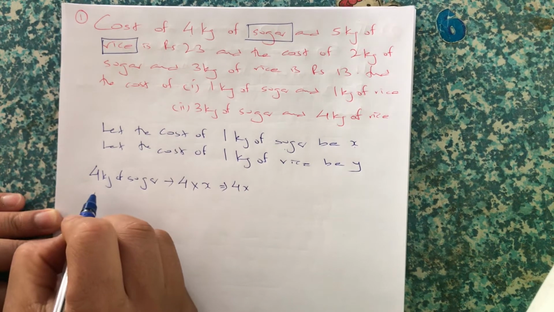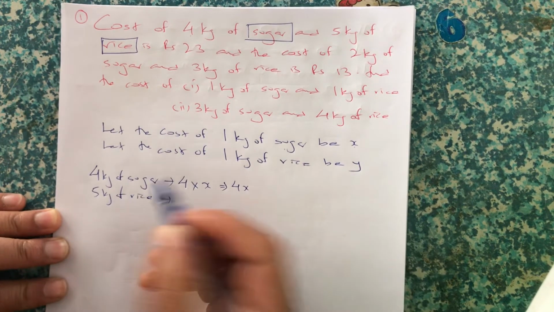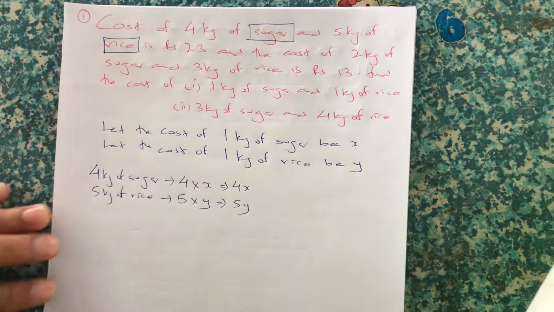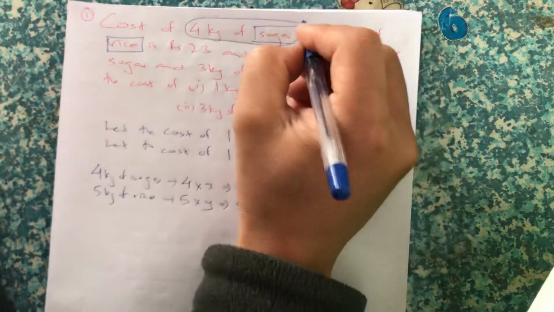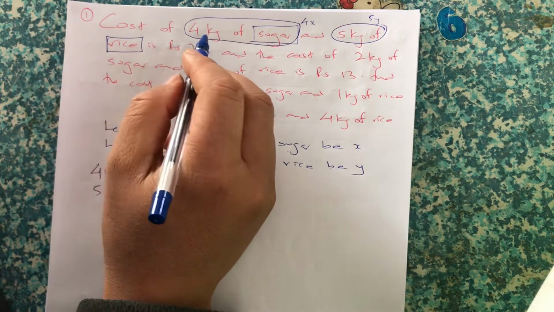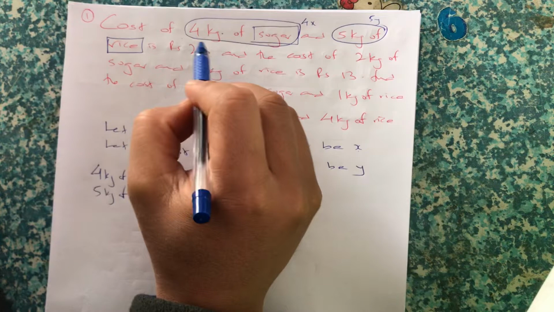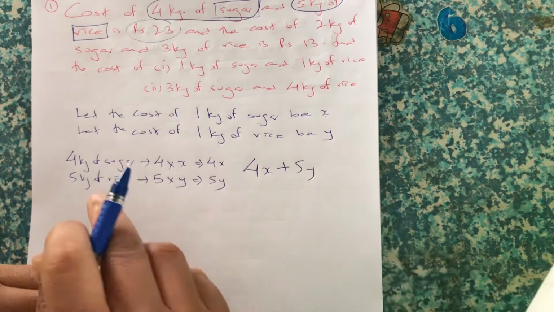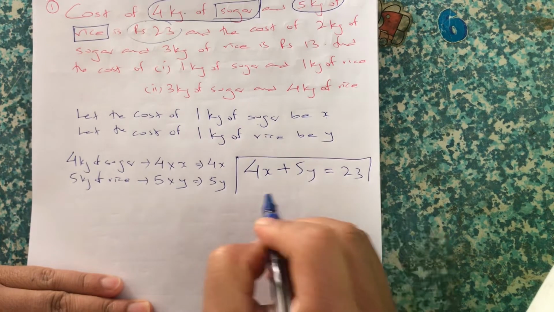4x. Similarly, it says 5 kg of rice. Rice I've taken 1 kg to be y, so same formula: 5 kg into the price of each kg, y, so I get 5y. So the price of 4 kg of sugar is 4x, and 5 kg of rice is 5y. When I put these together, the cost is 23. That means indirectly we can say 4x plus 5y equals 23. The sugar and the rice together cost 23. That's how we get our first equation.